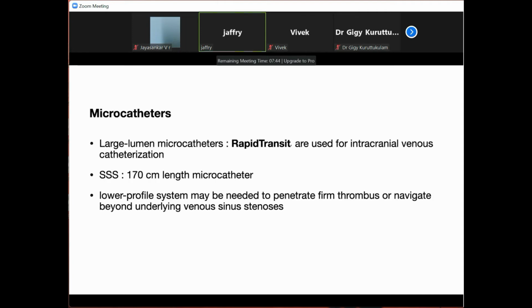And the microcatheter, as I told previously, is the Rapid Transit microcatheter for intracranial venous catheterization. To reach the superior sagittal sinus, there should be a 170 centimeter length microcatheter.